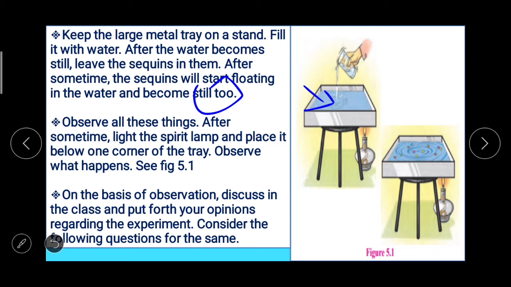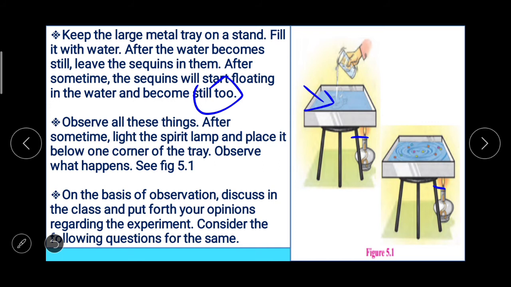Then what to do? Observe all these things, and after some time, light the spirit lamp and place it below one corner of the tray. Observe what happens. On the basis of observation, discuss in the class and put forth your opinions regarding the experiment. Consider the following questions for the same.